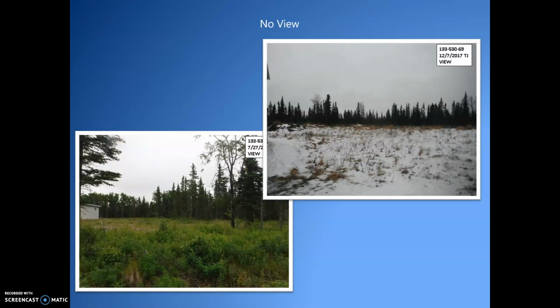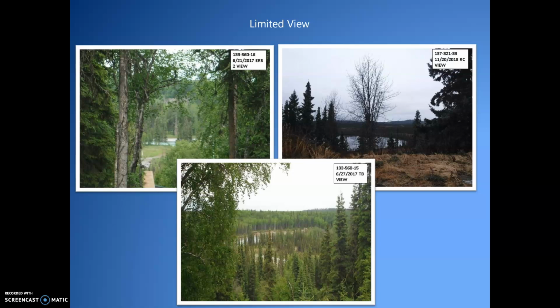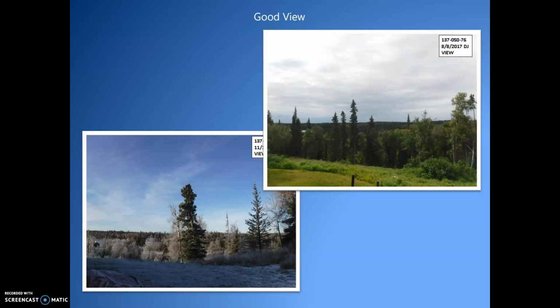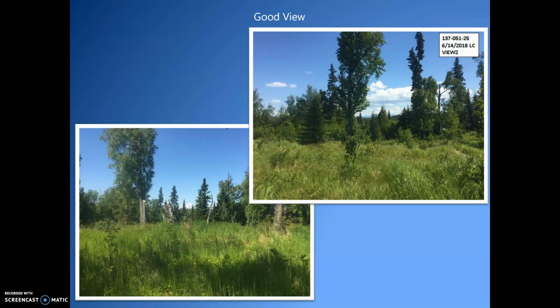So here's a couple pictures of no view, and here's some for limited views, and then a couple of pictures for good views. And then this one is an interesting parcel. It's actually the exact same parcel, just looking in different directions. So looking towards the west, you can see Redoubt peeking through the treetops there. And then if I turn and look east, you can see the Kenai Mountain Range through there.